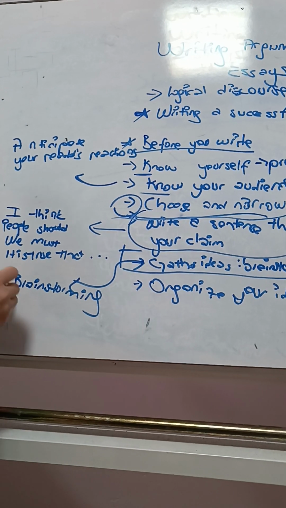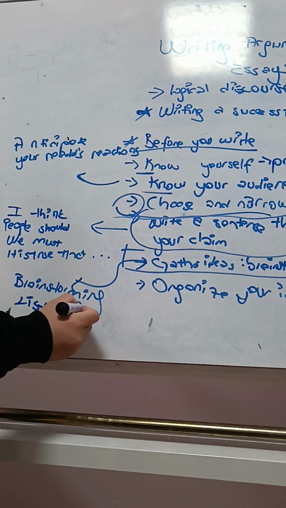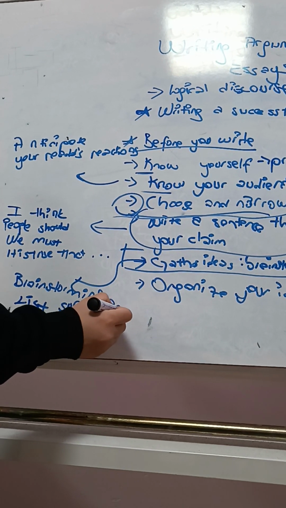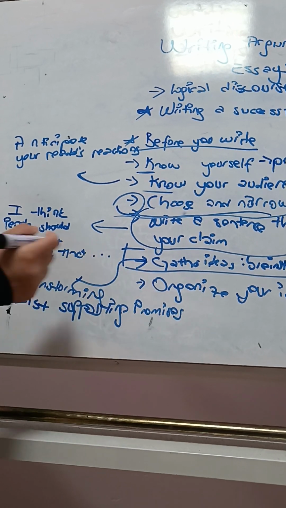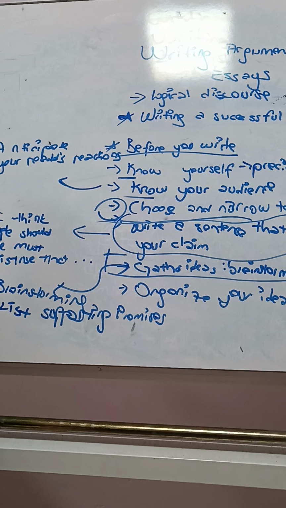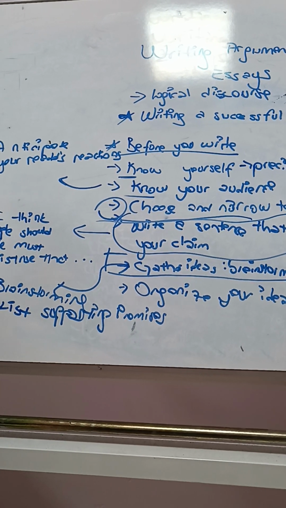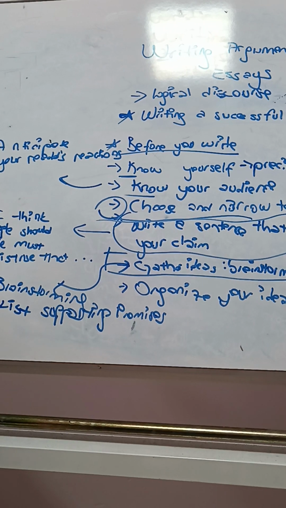Like other kinds of brainstorming, it is spontaneous and wild. List supporting premises. First, when brainstorming for an argument, list as many reasons as you can to support your ideas.